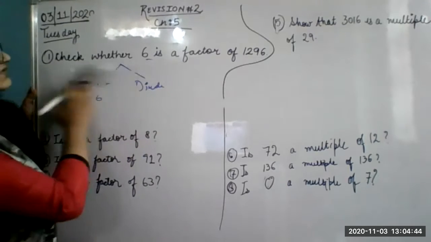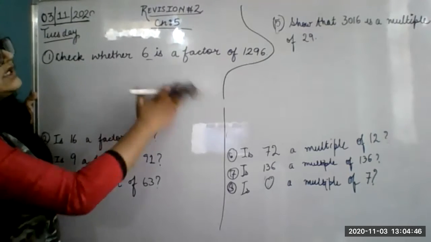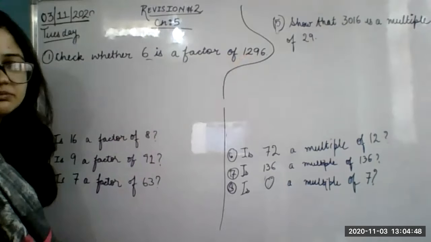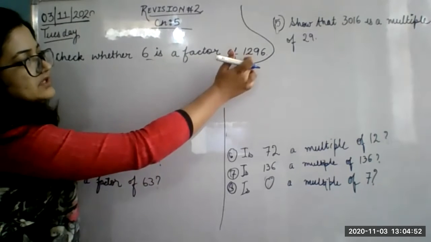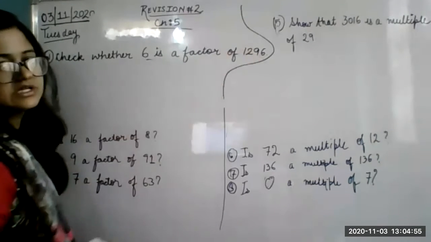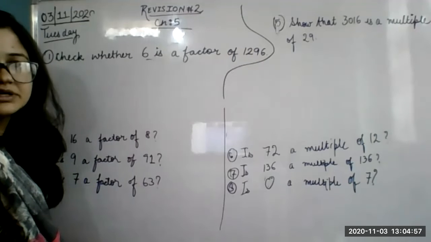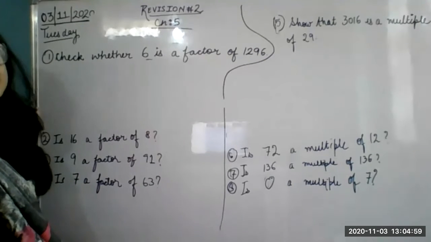If you do it by the divisibility test, you will check the last number. It is divisible by 2 or not. Yes, it is divisible by 2. Then find the sum. 1 plus 2, 3, 9, 3, 12, 12 plus 6, 18. 18 is coming in the table of 3. Yes, it is divisible by 6.